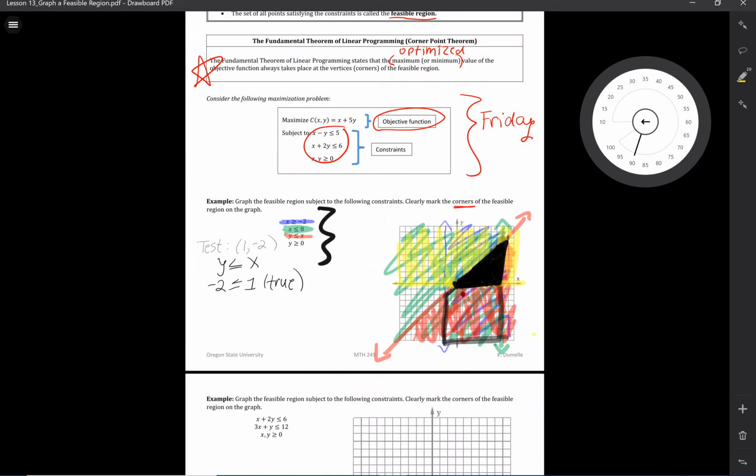So we simply drew each one of these constraints individually. We shaded in their regions where the inequality was true, and then I found where all of these regions intersected with each other.